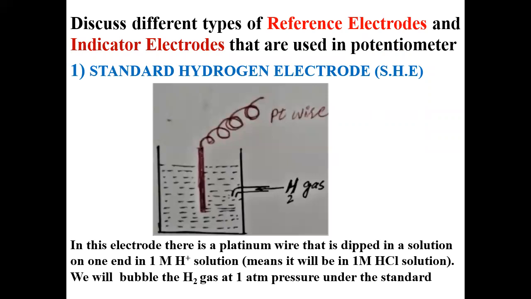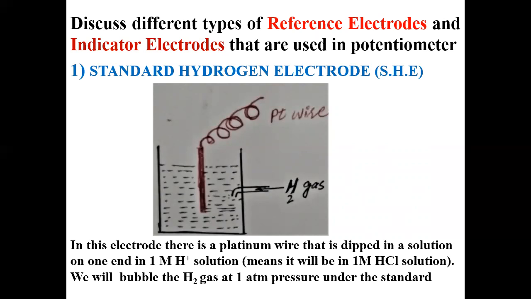The next topic that I am going to discuss is the different types of reference electrodes and indicator electrodes that are used in potentiometry. So first we will discuss the different types of reference electrodes. There are three different types of reference electrodes that are used in potentiometry. The first one is the standard hydrogen electrode. The second type is the saturated calomel electrode, and the third type is the silver chloride electrode. So now coming to the first one, which is the standard hydrogen electrode.